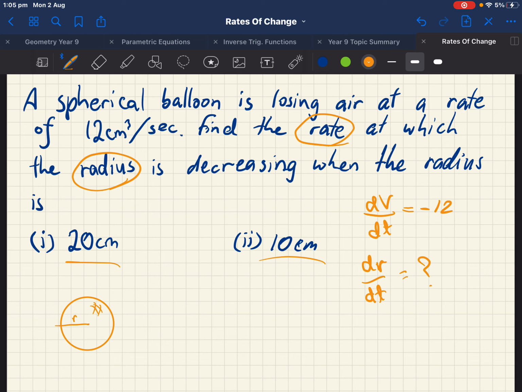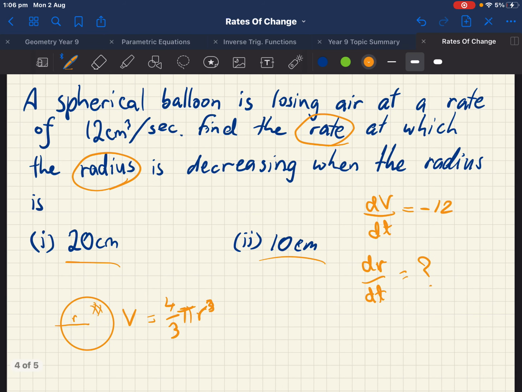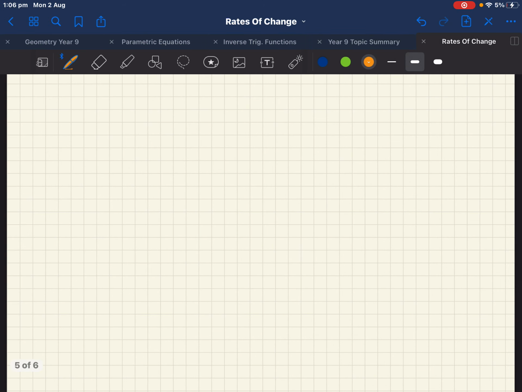Well, how can we link V and r? The volume of a sphere is 4/3 pi r cubed. You would have learnt about that formula back in your junior years of high school. So this is how we're going to link it. All right, so we're trying to find dr/dt.